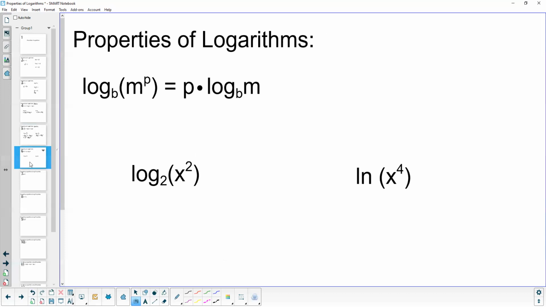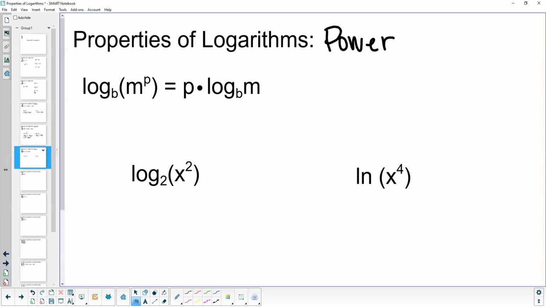Now, our last property that we're talking about is called the power property. That's because what's being put into our logarithmic function, or what we're evaluating in our log, is being raised to an exponent. So if we have something that's raised to an exponent, we can pull our exponent out to the front and write it down as that exponent times the log of our original.